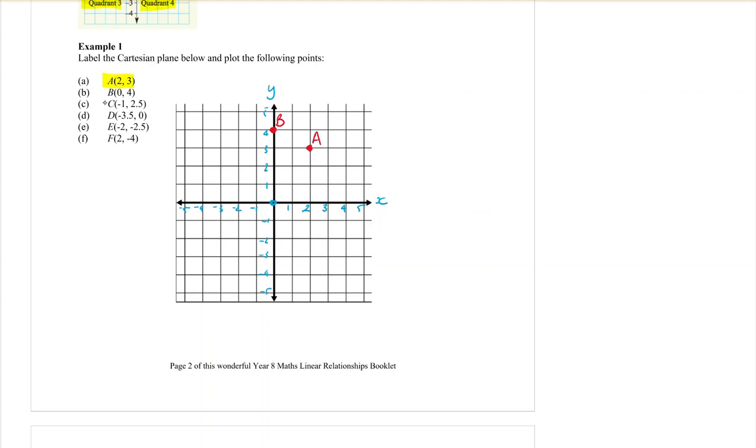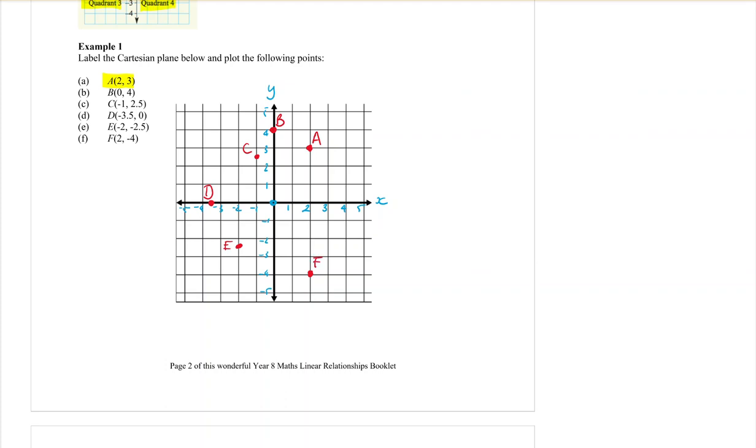The next one, C, is (-1, 2.5), so x-axis, go -1, and then 2.5, which will be between the 2 and the 3, approximately there. D is (-3.5, 0), so x-axis, -3.5, and 0 means we don't go up or down at all, it's going to be sitting on that line, and that's the point D. E is (-2, -2.5), so x-axis, -2, and then down to -2.5. And F is 2 on the x-axis and -4 down here.